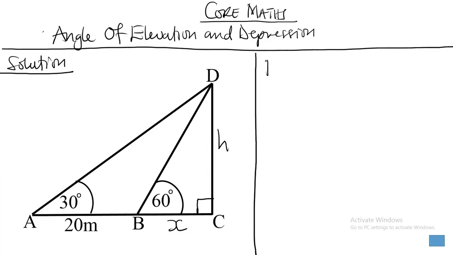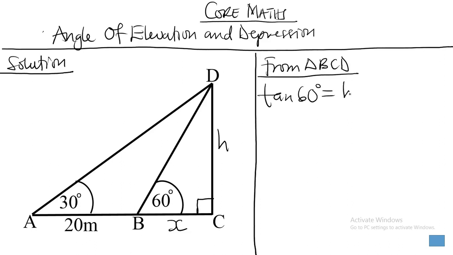Good. So from triangle BCD, the appropriate trig ratio we use here is tan. So tan 60 degrees will be equal to H on what? On X. So X tan 60 degrees will be equal to what? H. We are making H the subject. Good. So with the help of the calculator, let's find the value of tan 60.